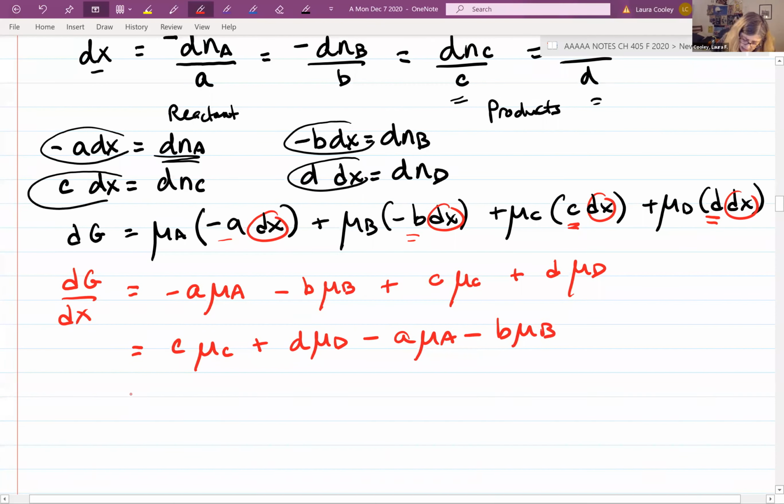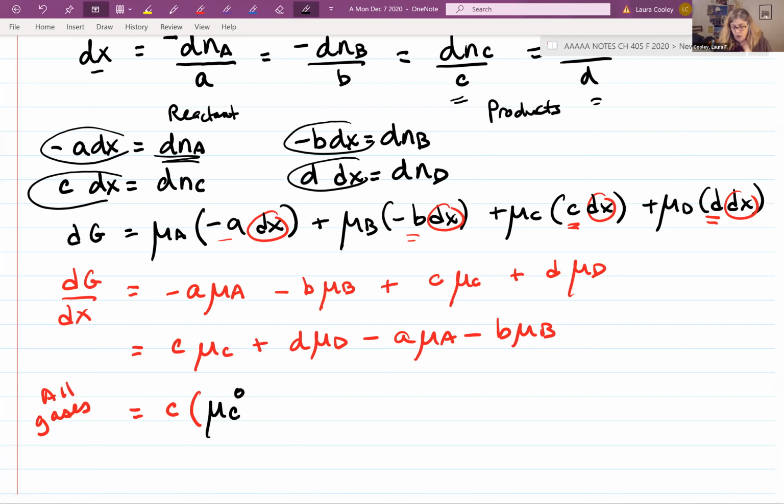okay, and then now if they're all gases, okay, then I could put in this expression that the chemical potential of a gas is the chemical potential of the pure gas at 1 bar plus RT times the log of the partial pressure of that gas. Okay.